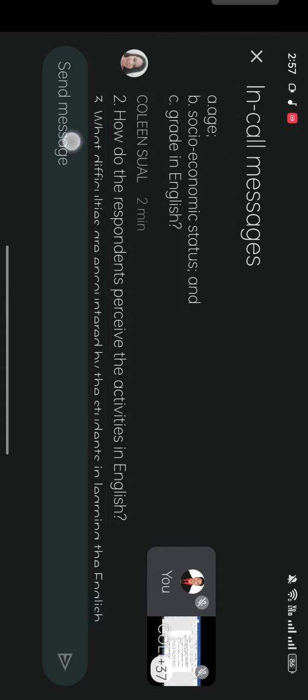Okay, first, what is the profile of the students in terms of age, socioeconomic status, and grade in English? Number two, how do the respondents perceive the activities in English? Number three, what difficulties are encountered by the students in learning the English language? Number four, what recommendation can be made to improve the performance of the students in English language? Let's continue.